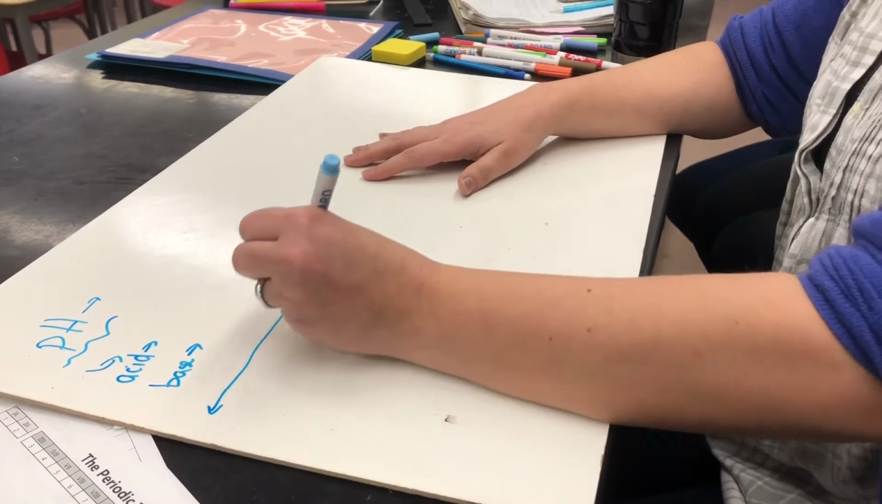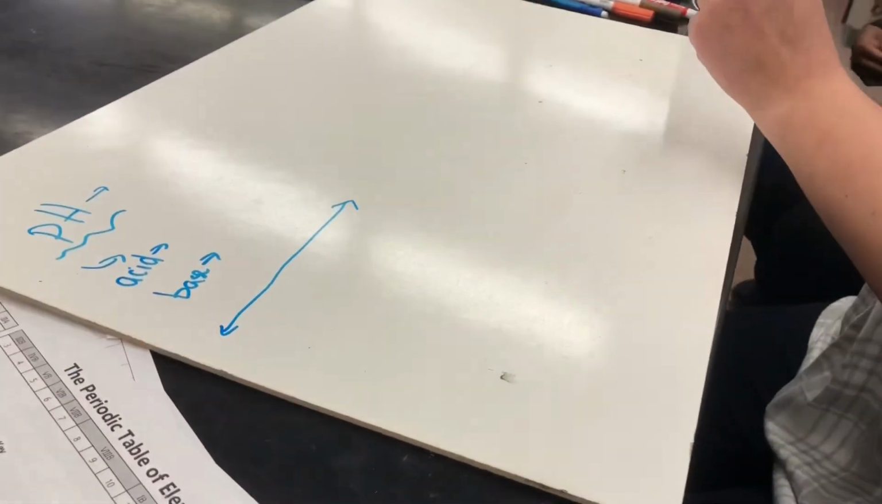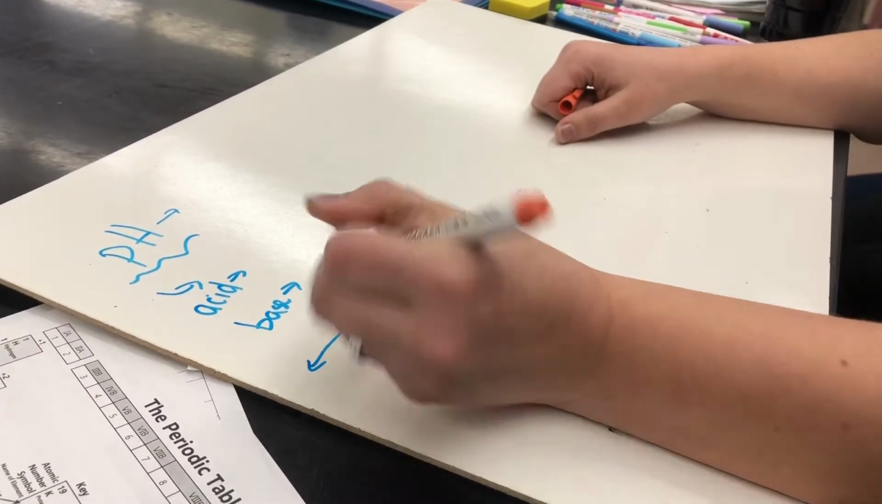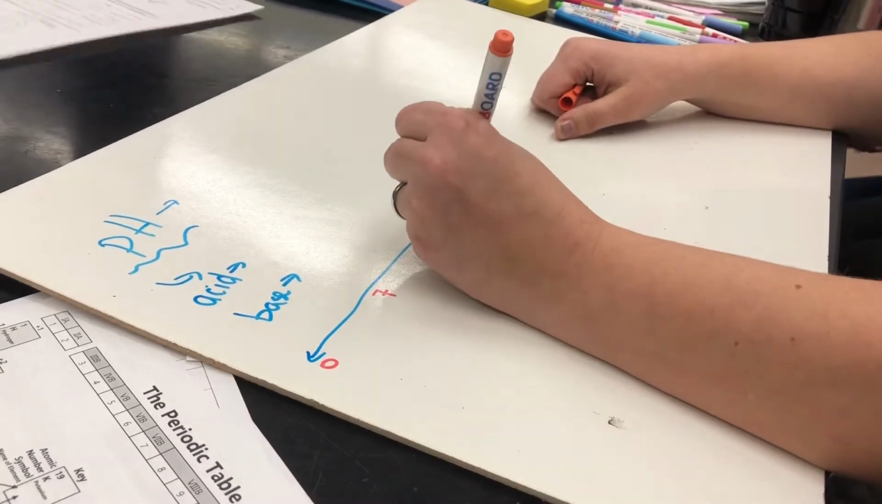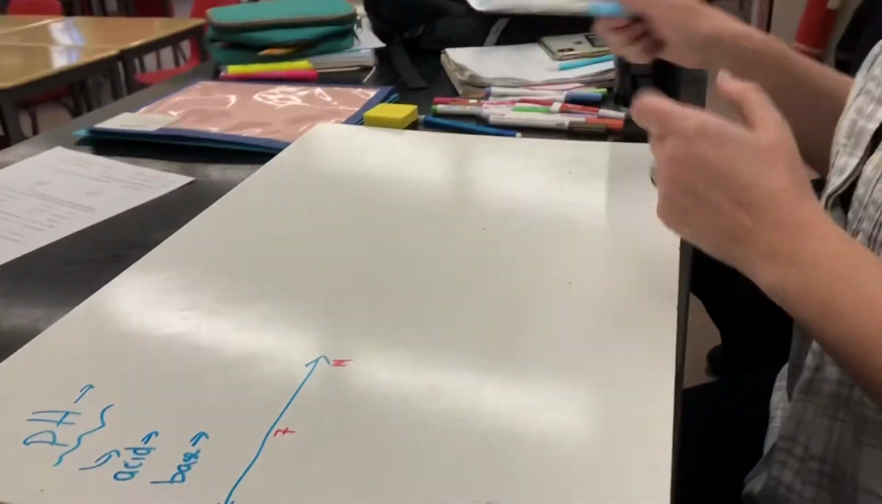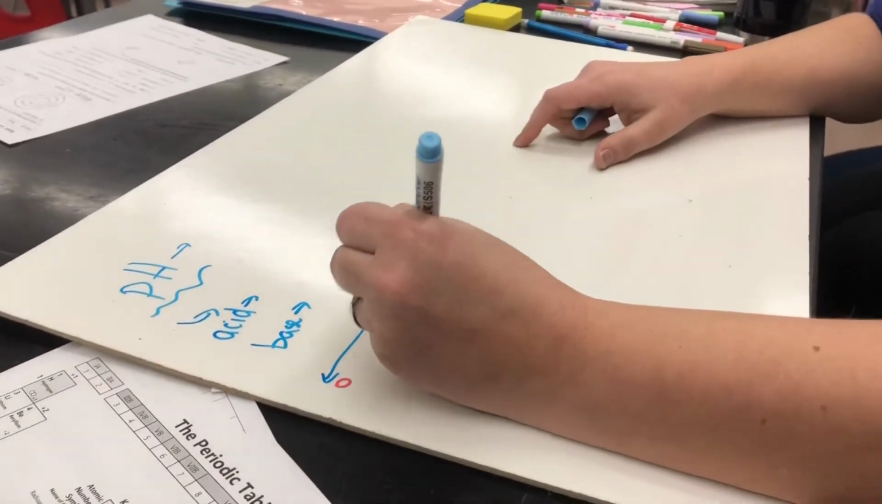A scale of... the highest number is how much of a base it is, and the lowest number is how acidic it is. And what's right in the middle? The neutral. And what kind of thing would you describe as being neutral? It's the most neutral thing you can think of. Water. Okay, so H2O goes in the middle.